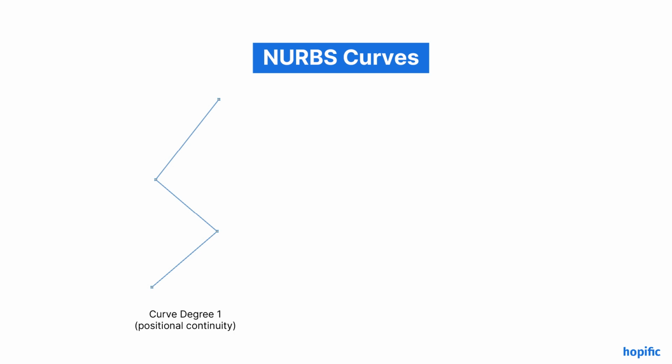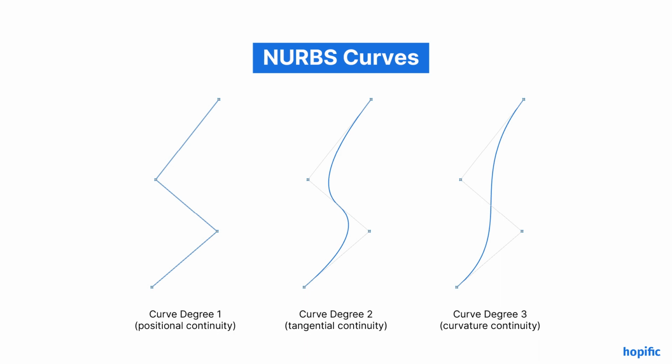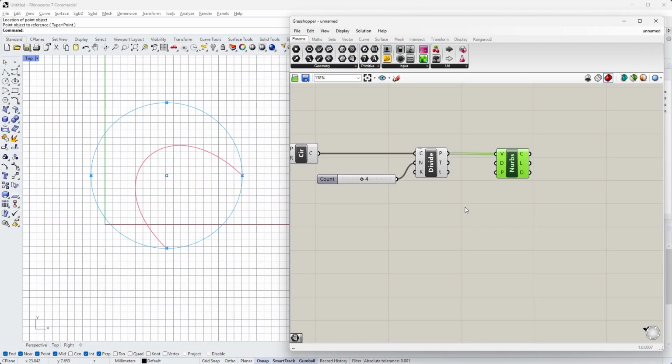If the curve degree is 1, which is called positional continuity, each segment from control point to control point is just touching, without any curvature. If the degree is 2, it means that the continuity is tangential. The curvature will be defined by the tangents of 2 adjoining curve segments. A NURBS curve of degree 3 blends the curvature across 3 control points at a time and appears the smoothest. In this case, we have curvature continuity. So if we want a polyline, we have to change the curve degree to 1.